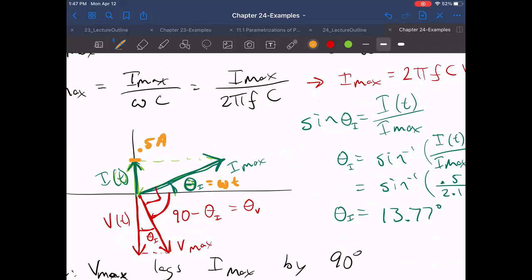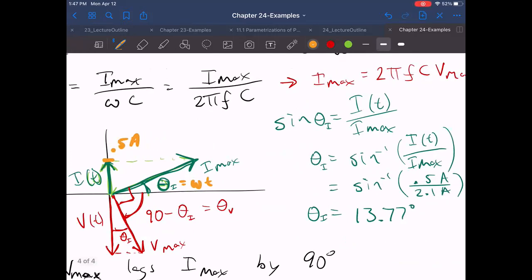So I made it into a right triangle, and I said the sine of that angle theta for the current is, if you look at this, opposite over hypotenuse. So that's going to be I(t) over Imax. That's just the definition of a sine from a triangle, right? And so then I solved this for theta, and that's the arc sine of I as a function of t over Imax.